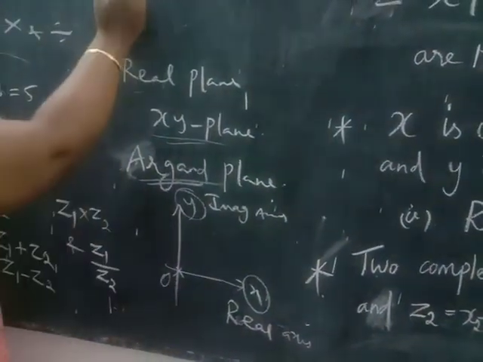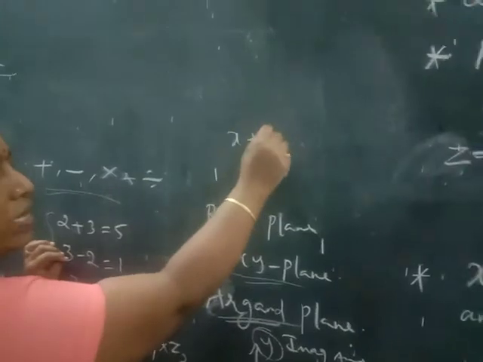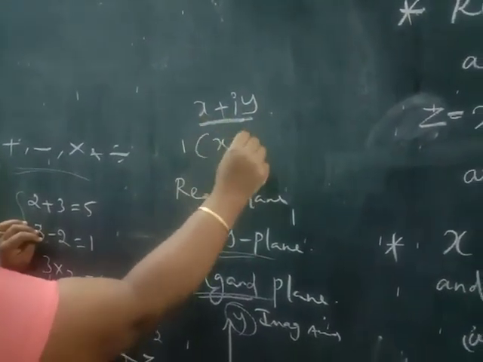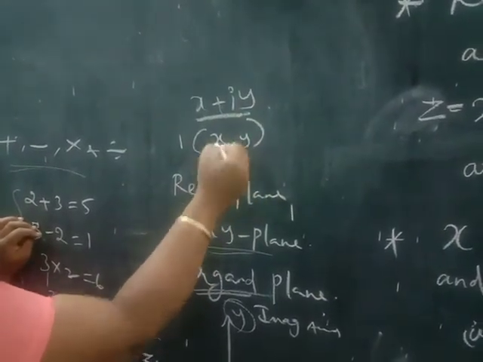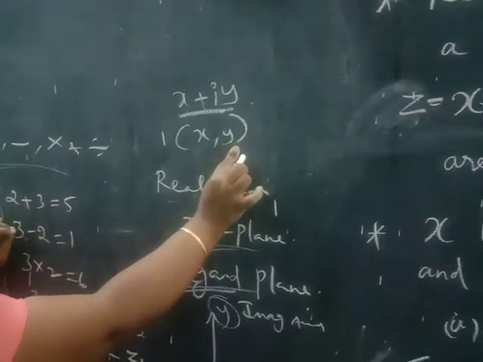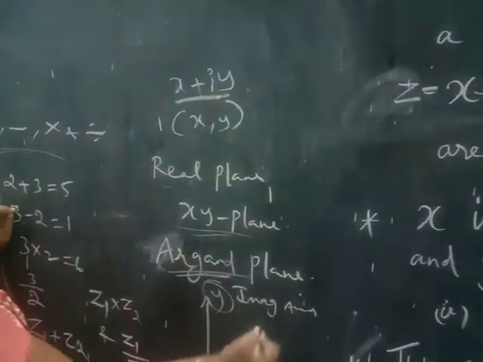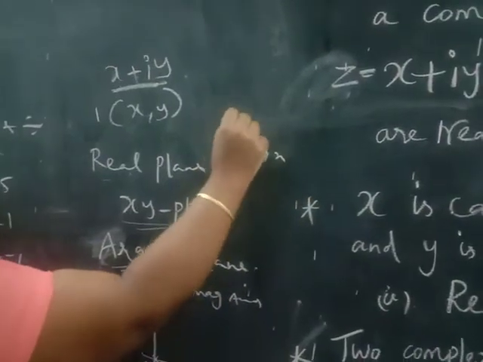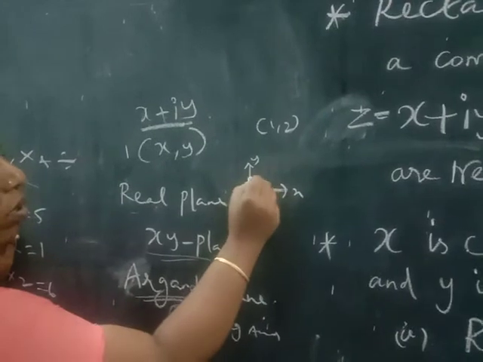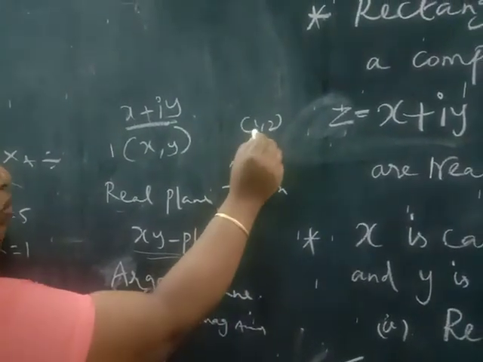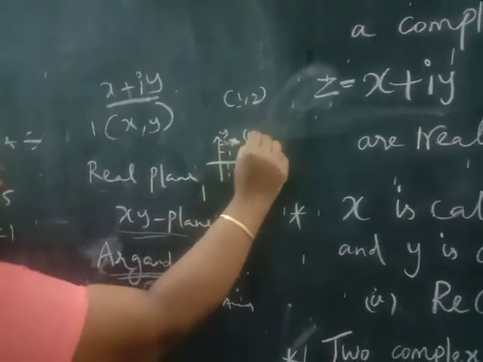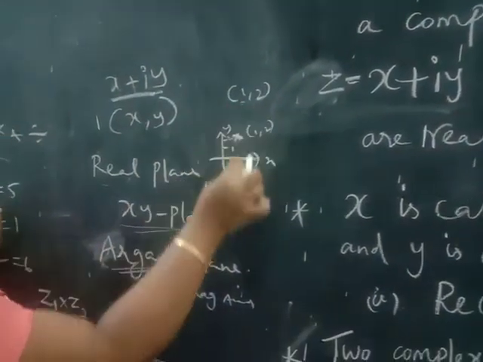Now what is the general form of a complex number? x plus iy. So any complex number can be represented as an ordered pair x comma y. Now see, in the 2-dimensional plane x, y, suppose this is the point 1 comma 2. On the x-axis 1 unit, on the y-axis 2 units. So 1 comma 2 means where will it come? Here. So this is 1 comma 2. So this is the real plane.